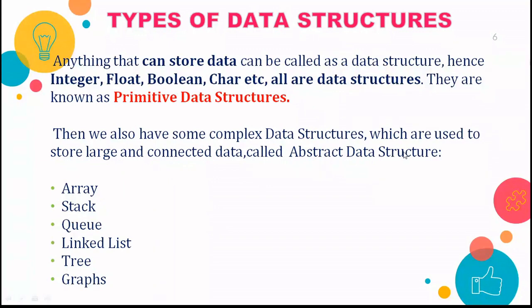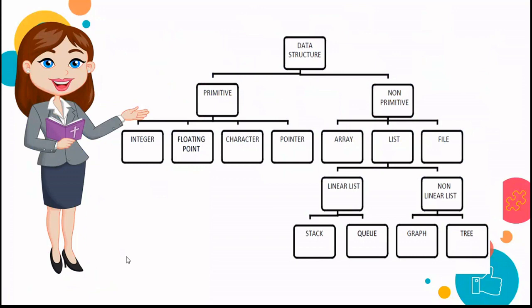So we have abstract data structures that can store huge information. We have array, in which we can store a collection of elements under the name of the array, and by writing the index we can access any particular element that we want. Similarly, stack is also used to store a collection of elements. Similarly in queue, linked list, tree and graph, we can store a huge collection of data, right?